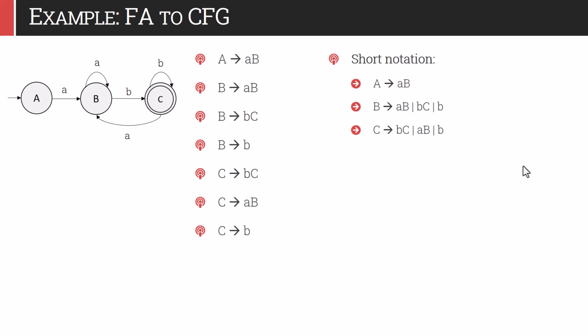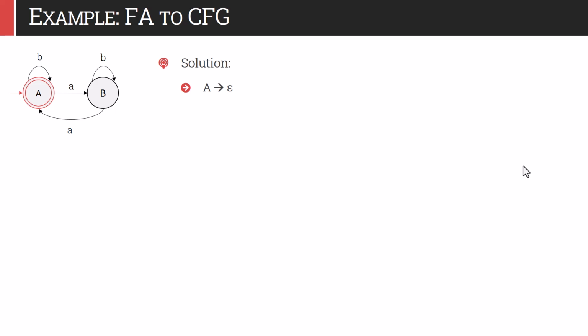The short notation we can represent in this way, because there are three productions for B and three productions for C. Instead of writing individual productions, we can separate them by a vertical pipe. Consider the second example, where we have to write down the productions, or the grammar, for the finite automaton given on the left side.